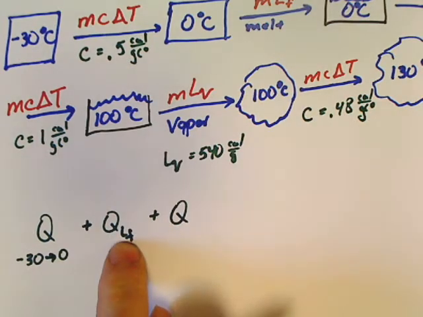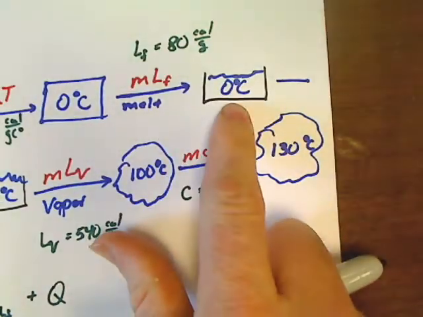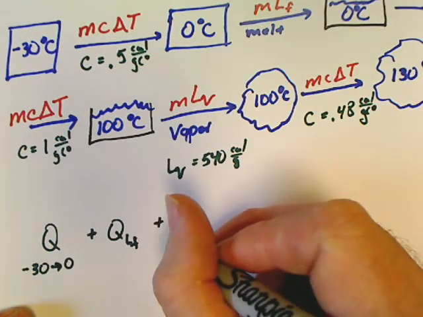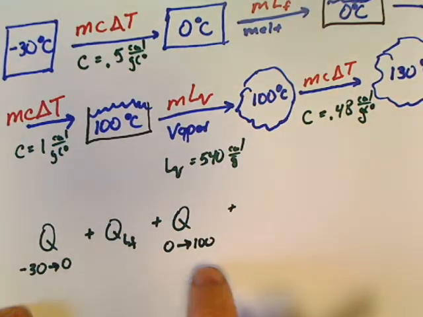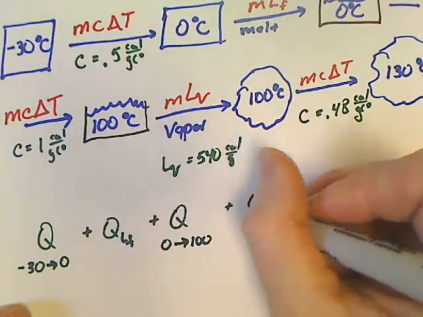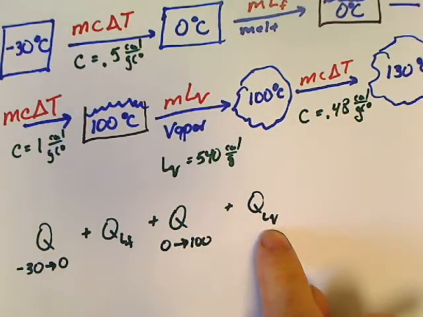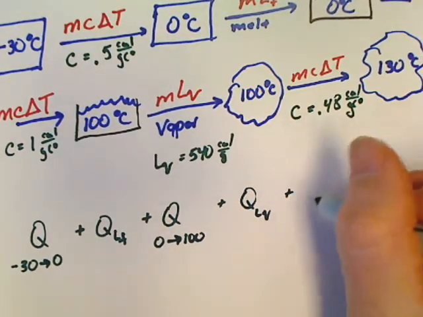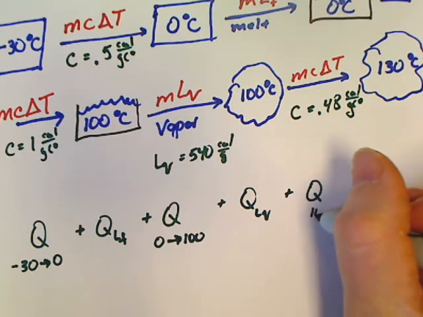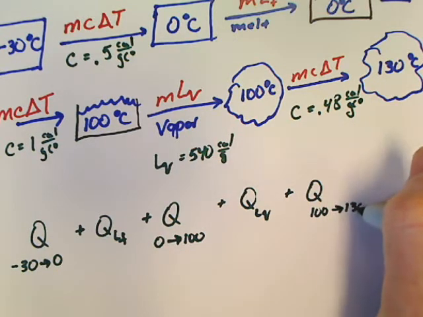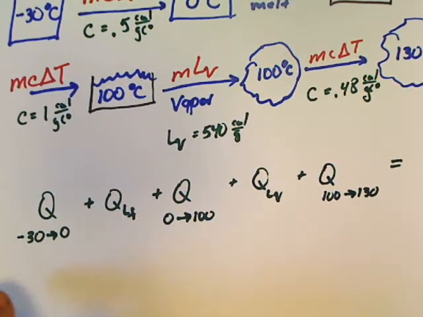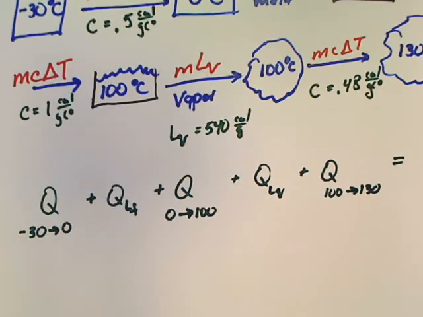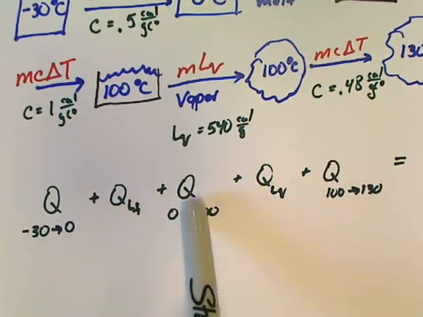Once I melt the ice, I've got water at 0 degrees, and before I can boil it, I'm going to have to heat it from 0 to 100. Once I get the water heated up to 100, I can do a QLV. I can now boil it. And then I can heat the steam from 100 to 130. Then I add every bit of that up, and I've got my answer. This is really a quicker way of writing it out, and it's much faster this way on paper.